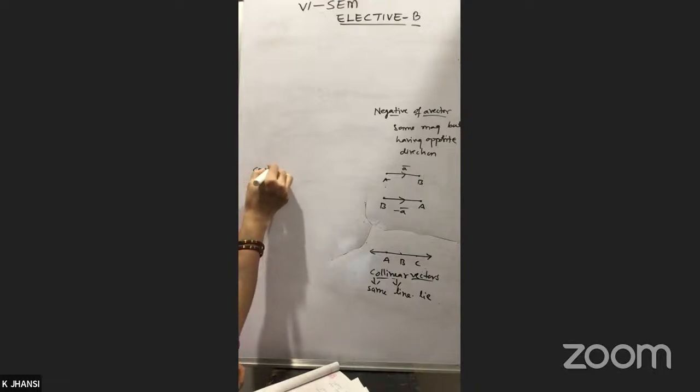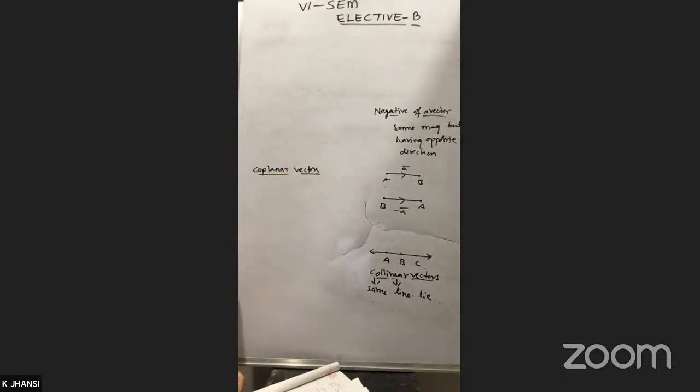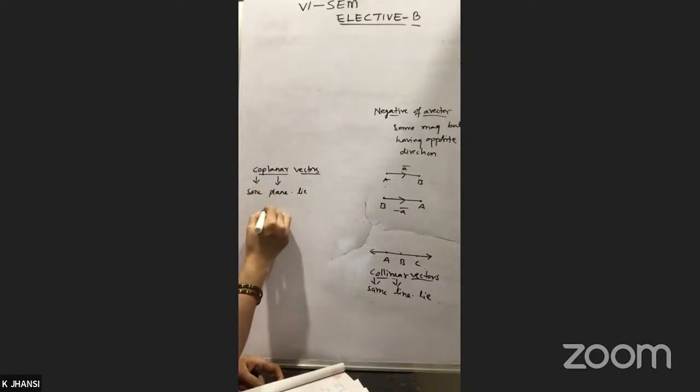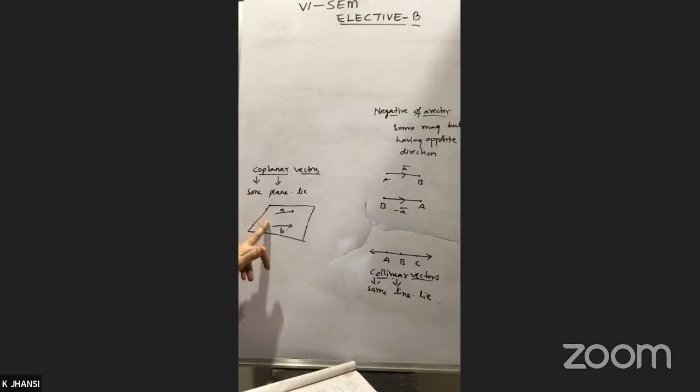Coplanar means co, here, same. These will be in the same plane. If the vectors lie in the same plane, then such vectors are called coplanar vectors. You see this is one plane, any plane surface. Here vector A is there, vector B is there. If they lie in the same plane, then we call those vectors coplanar vectors.